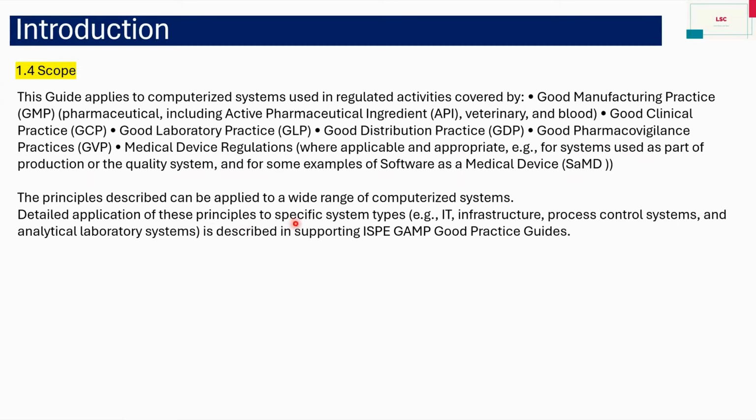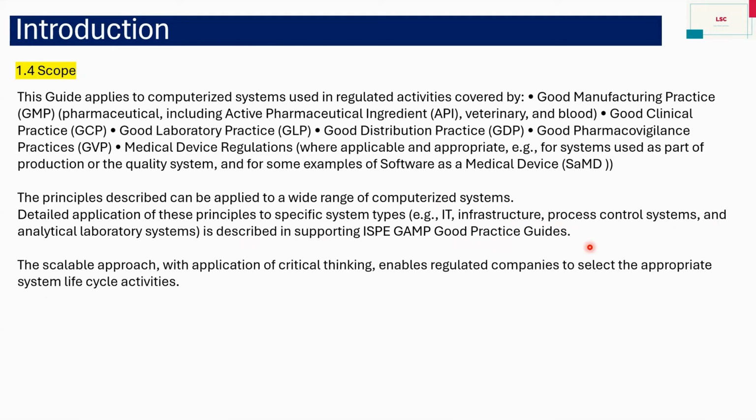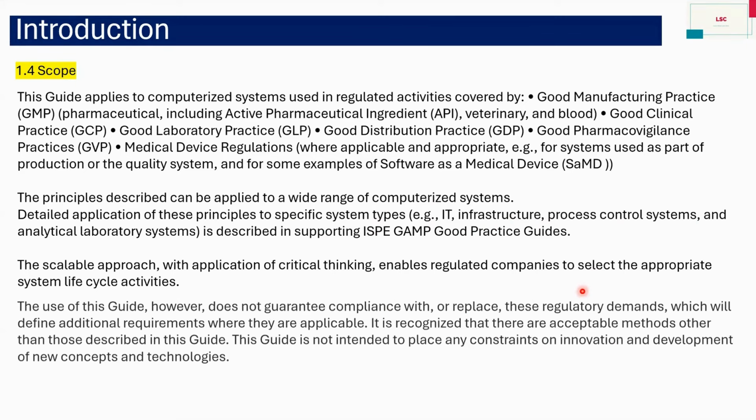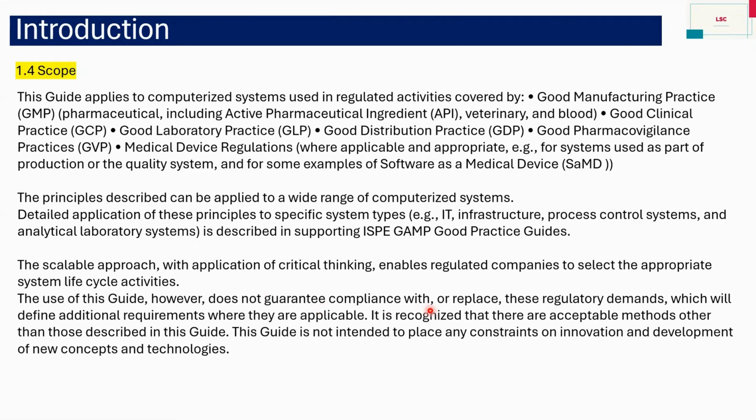Detailed application of these principles to specific system types like IT infrastructure, process control systems, and analytical laboratory systems is described in the supporting ISPE good practice guides. So the other guidelines help to establish the system. The scalable approach with application of critical thinking enables regulated companies to select the appropriate system lifecycle activities. The use of this guide, however, does not guarantee compliance with or replace regulatory demands, which will define additional requirements where they are applicable.